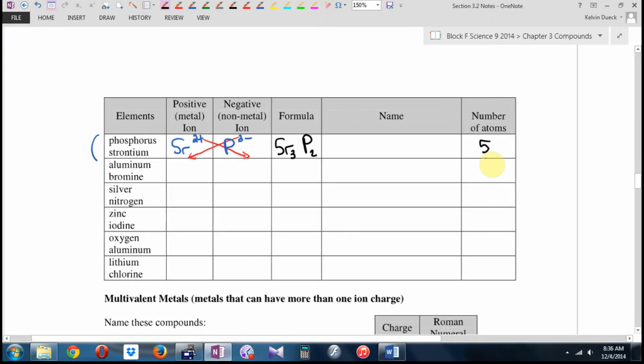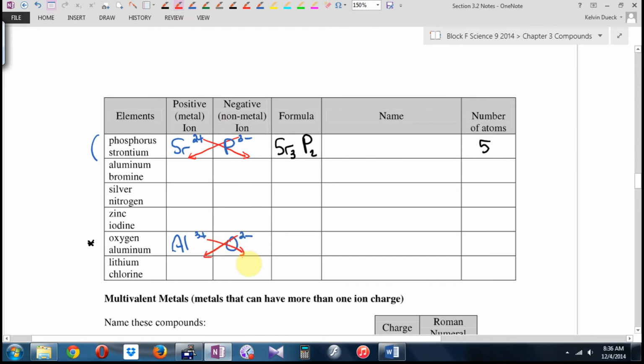Let's try a bit of a nastier one. Let's do the oxygen and aluminum, or as we call it, aluminum oxide. The naming part I can kind of do in my head. I say the metal, and then I add the "-ide" to the non-metal. I can do that part. Which one is the positive? Aluminum, I'm going from memory, is aluminum 3+. And, going from memory, oxygen is 2-.